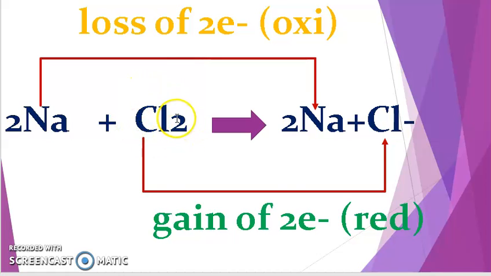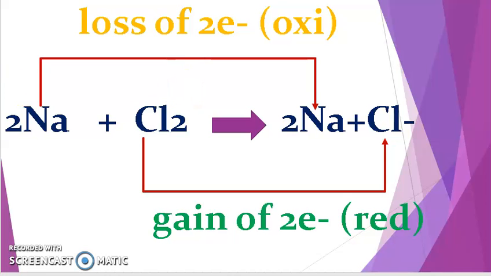This Cl2 is gaining 2 electrons. That means reduction. If it is gaining electrons, you will get a minus sign, so 2Cl- ions will form. If there is a loss of 2 electrons, it is oxidation; if there is a gain of 2 electrons, it is reduction. So gaining of electrons is reduction, otherwise loss of electrons is oxidation. This is the general idea about oxidation and reduction.